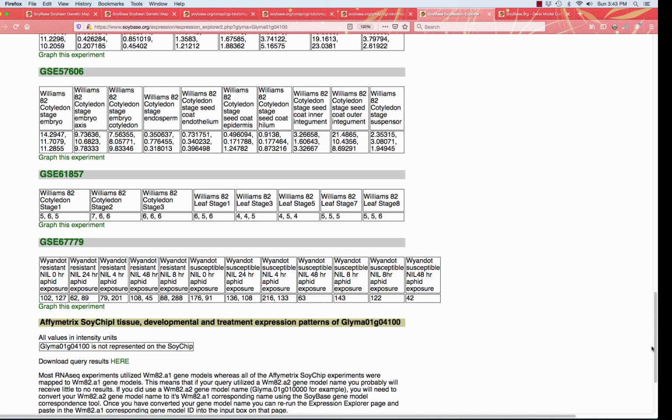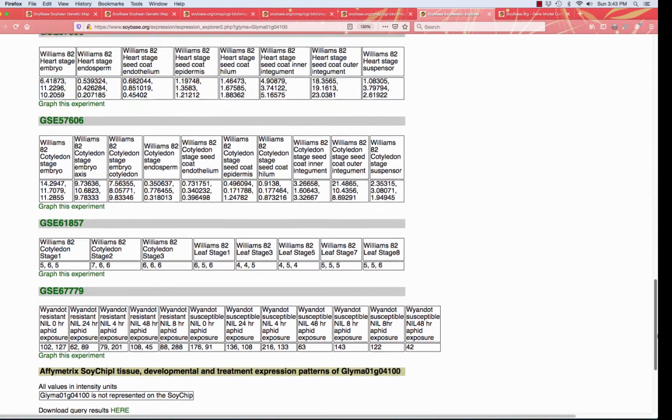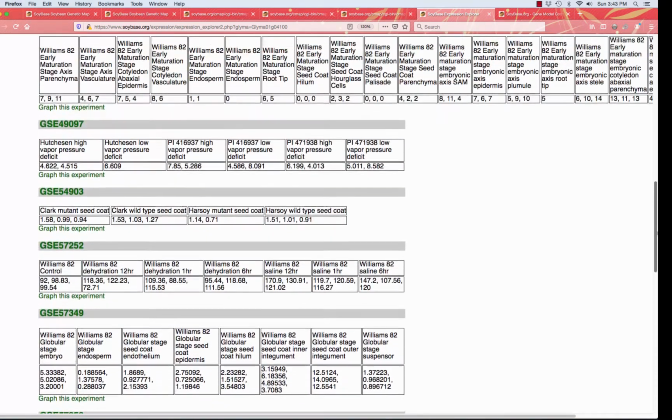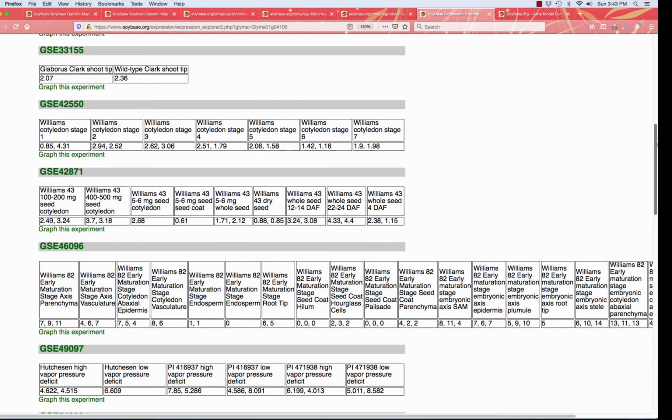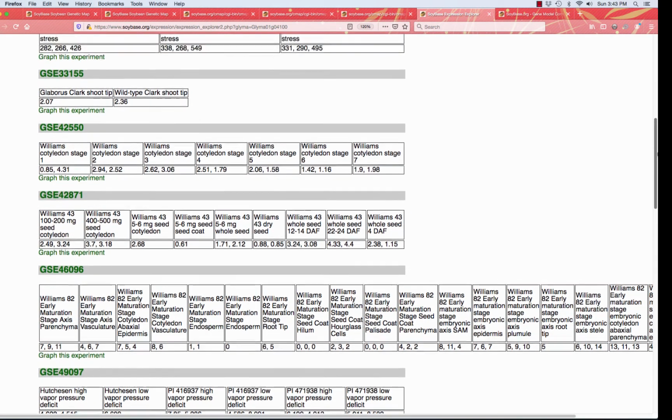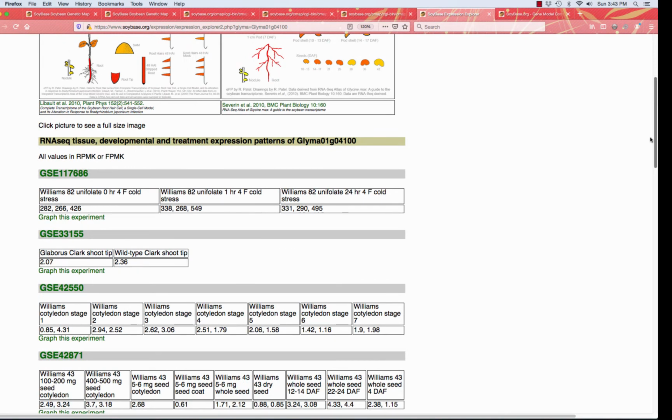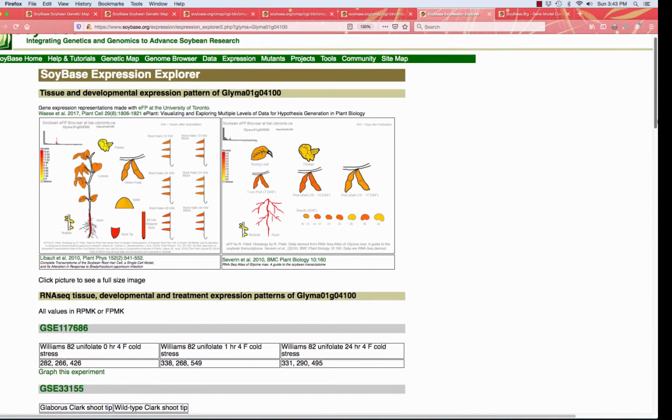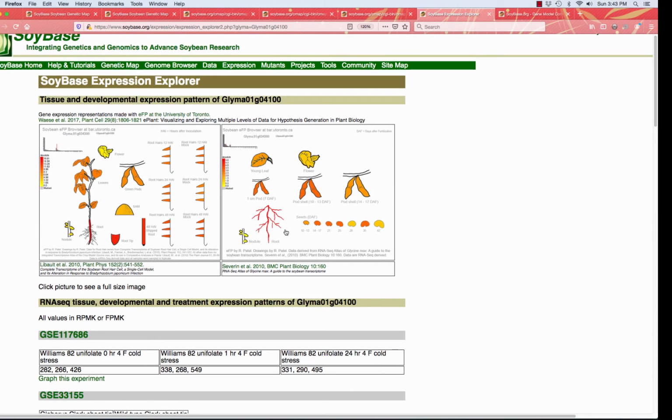So thus we can probably conclude that this gene is certainly expressed in seed and certainly expressed in the integument of the seed coat. Thus, of all the genes we surveyed, this is the most likely to be involved in seed coat color by virtue of its expression pattern and its functional annotations.